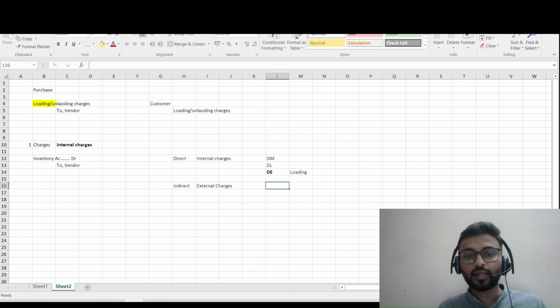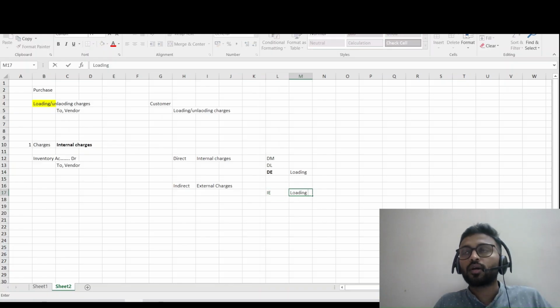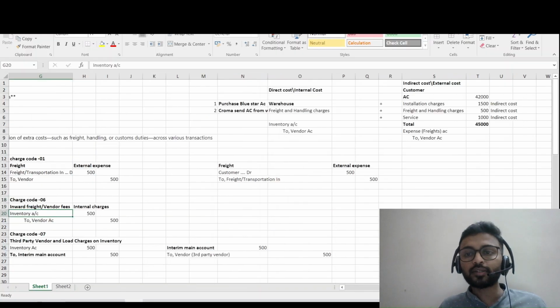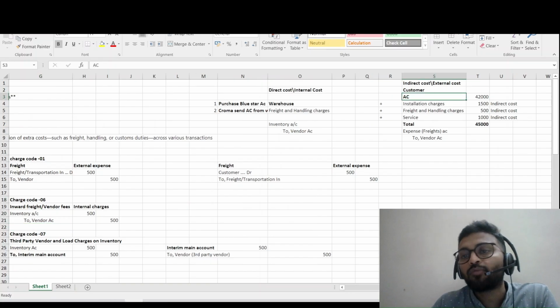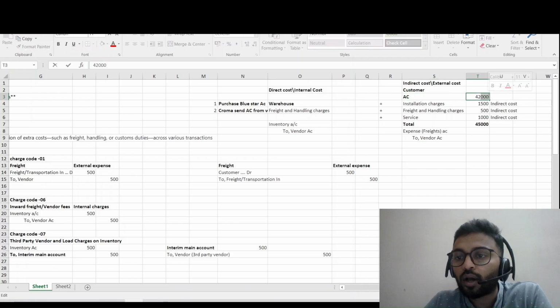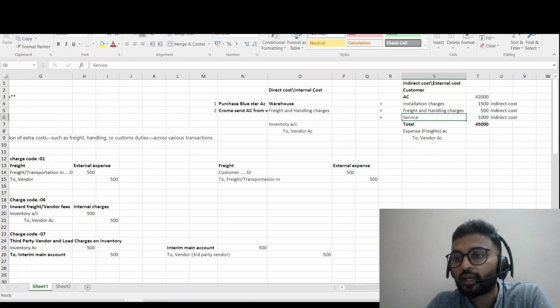And here there is indirect expense, that is the loading and unloading charge for reaching the customer. So I will take one example. Suppose I'm a Croma store and one customer comes to me to buy an AC. The AC cost here is 42,000, right? And here the installation charges, freight charges and service charges are there.